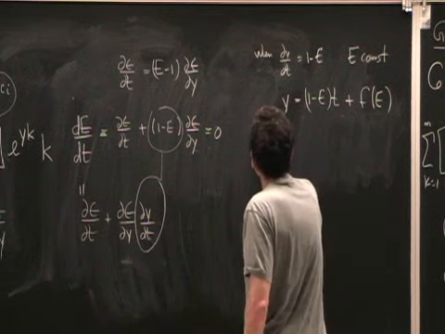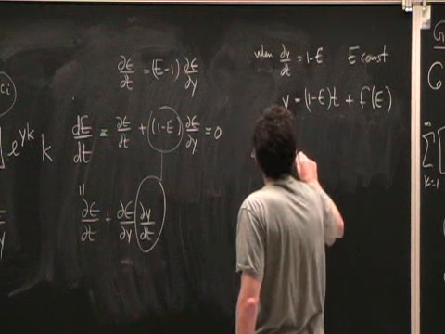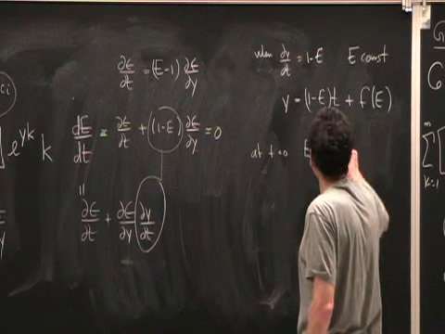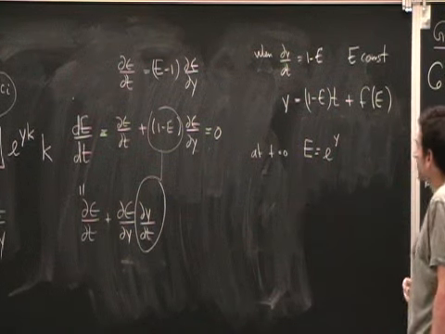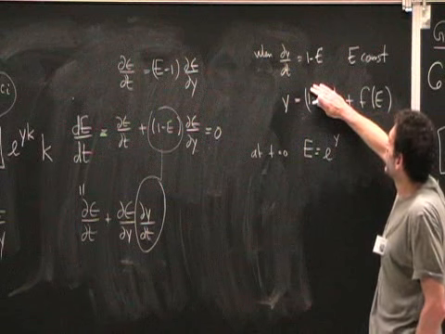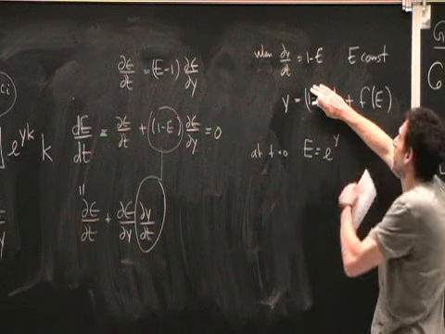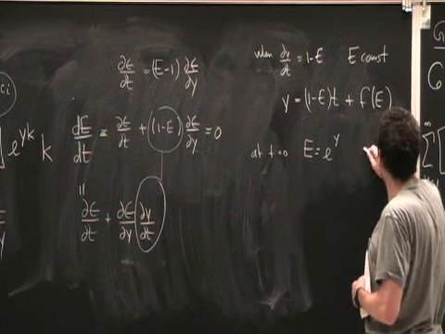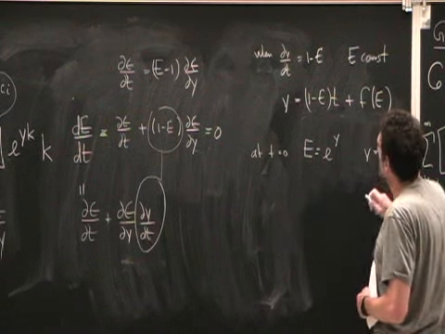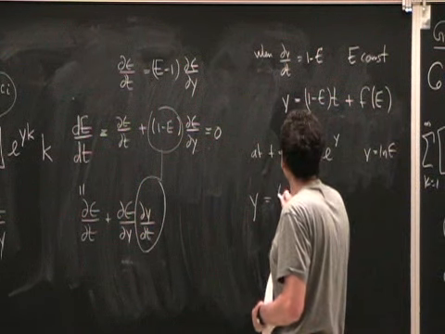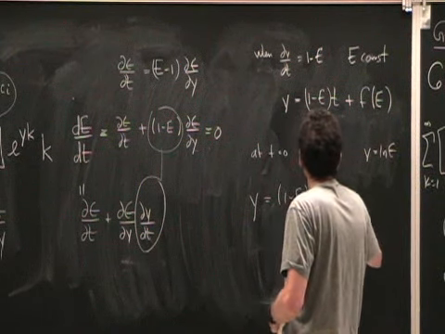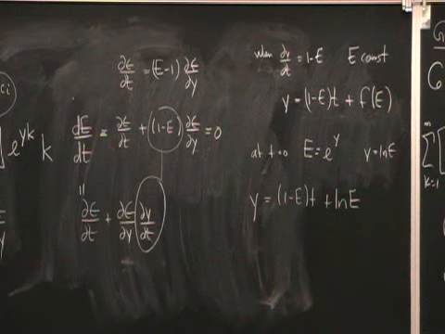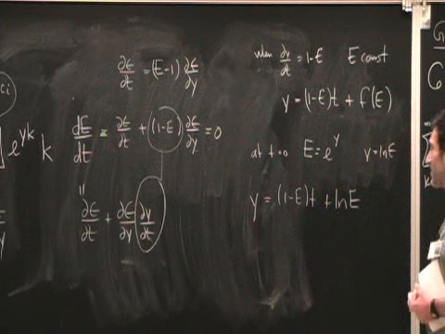So at t equals 0, I have that e is equal to e to the y. So at t equals 0, y is this constant f of e, and I have to write it in terms of e, and so that says that y is equal to log e. So at the end of the day, my solution is y is equal to 1 minus e t plus log e. That's the solution to the problem. I mean, it maybe seems a little bit like black magic, but that's it.